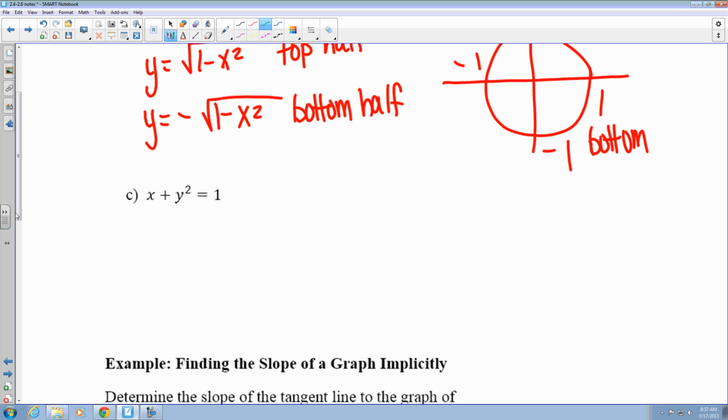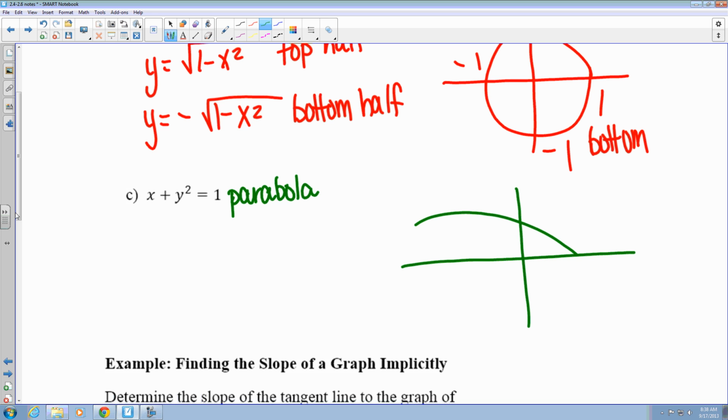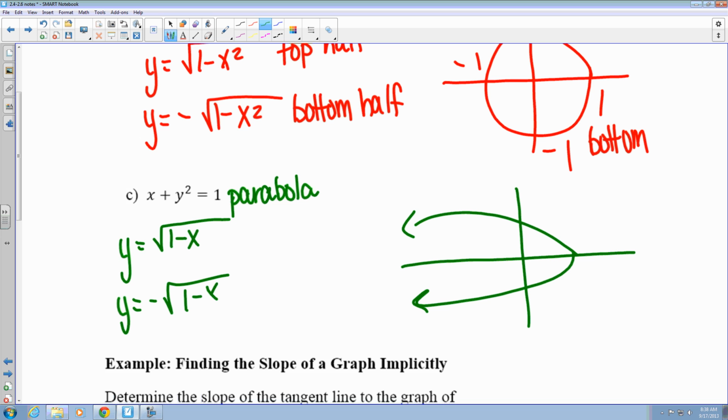Part C is also a conic section. This is a parabola. That looks like that. And again, we're going to have two different sections because we have to take the square root. Square root of 1 minus x and negative square root of 1 minus x. This is the top. This is the bottom.